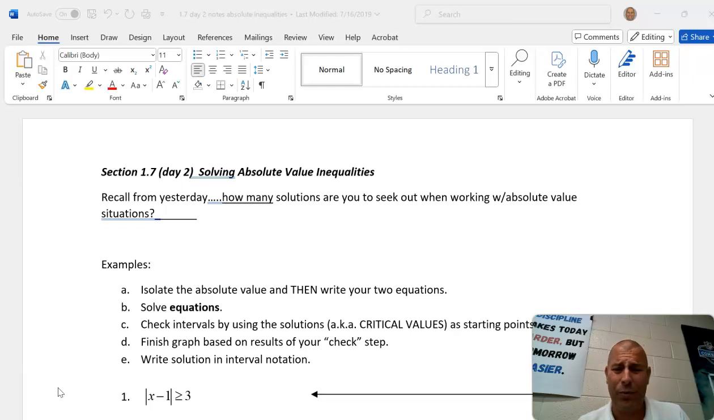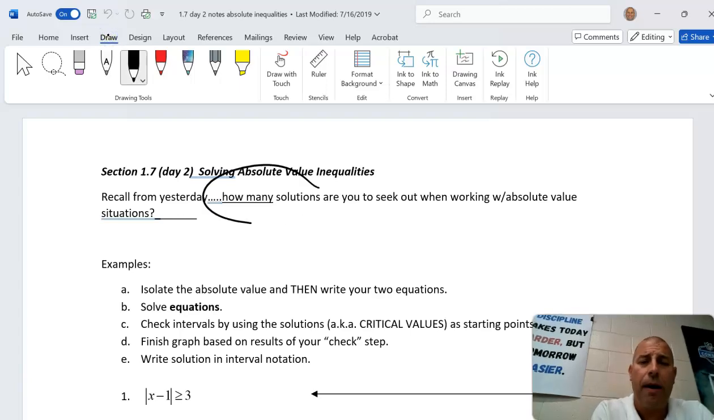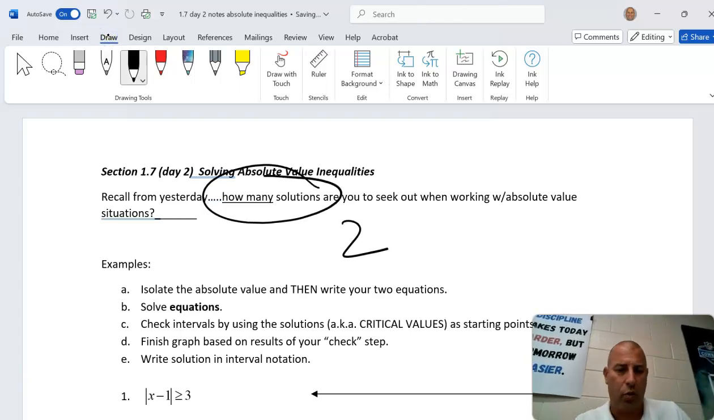So let's jump into it and let's see what we got going on here. How many solutions still? Yeah, that's part of the conversation that's there. Remember, we're going to be dealing with two solutions, so writing out those two equations. So we're still going to isolate the absolute value, all right? We're still going to do that. We're still going to write our two equations, just like we did before. But now, after we solve them, we're going to have to be checking intervals. And we've done this a little bit, but now you're really going to see it in place.